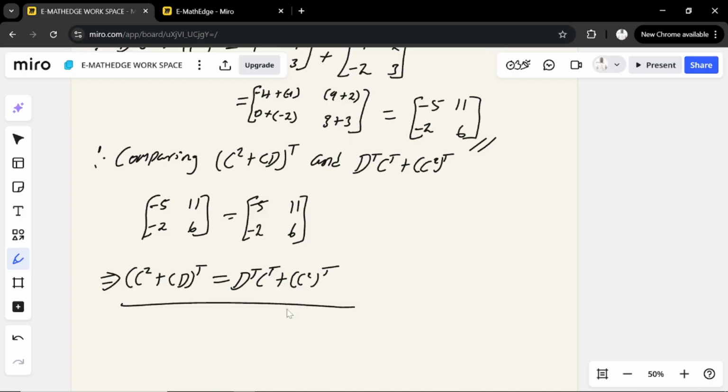Since I said we should compare this result with this, and we've compared the result and both are equal, we draw the conclusion that this is the same thing as this.